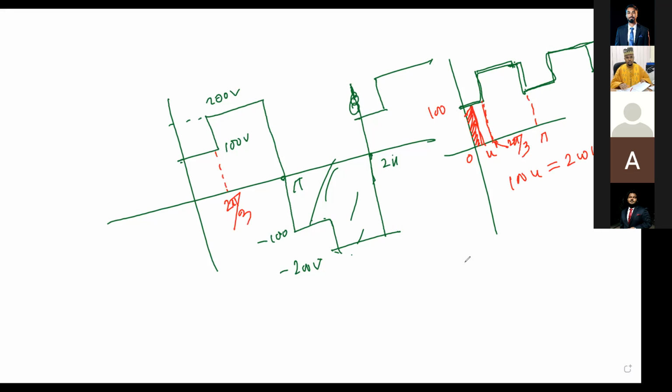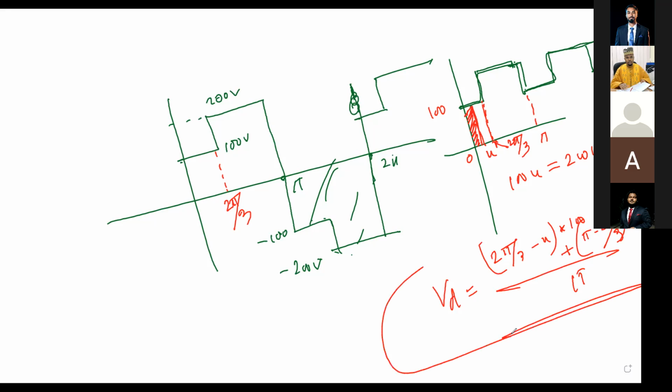So then, what would be your average value of the output voltage? First of all, twice pi by 3 minus pi by 3, then multiplied by 100, right? Yes, sir. Then pi minus twice pi by 3 into 200, and divided by pi. Okay? Yes or not? Yes, sir. So now you'll be able to do it.